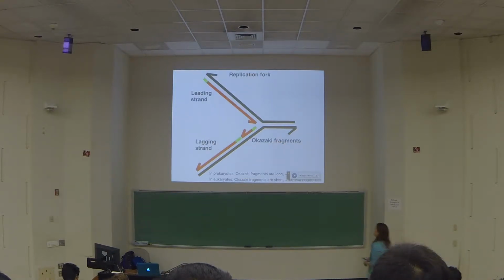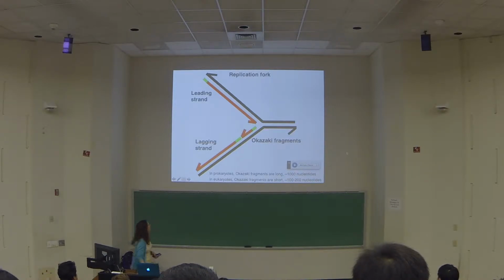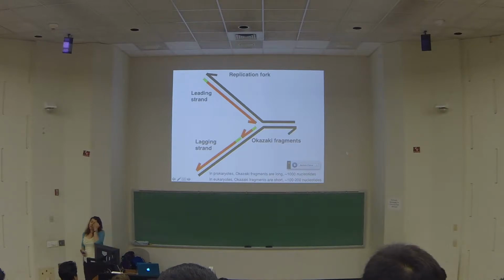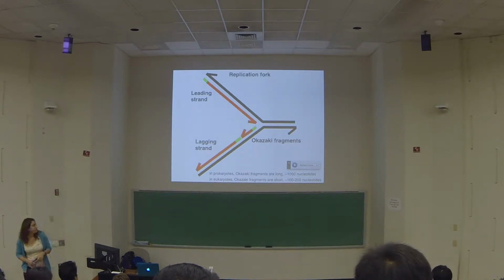Right, if we look at just half of that, remember that the leading strand is synthesized towards the replication fork. The lagging strand is synthesized away from the replication fork. The lagging strand is synthesized discontinuously in fragments. The leading strand is synthesized continuously as one piece. Those fragments on the lagging strand are called Okazaki fragments.